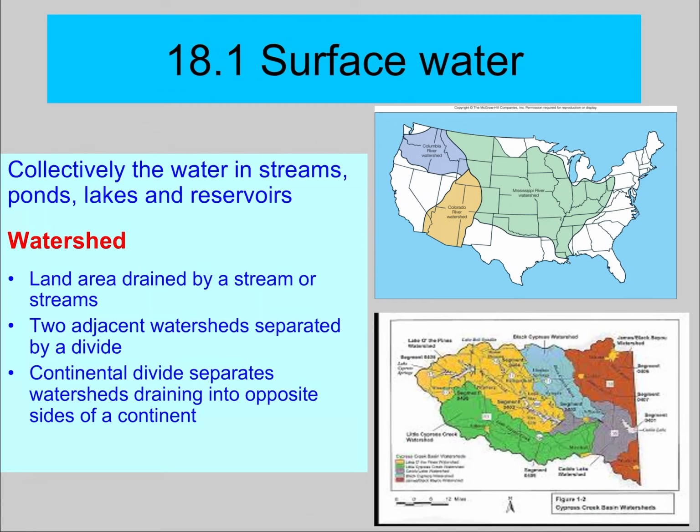So collectively, our surface water is stored in streams, ponds, lakes, and reservoirs. A watershed is a portion of land area that's going to drain into a stream or streams. So two adjacent watersheds are going to be separated by a divide. And then the continental divide separates watersheds draining into opposite sides of the continent. So, for example, you have the Columbia River watershed in the Pacific Northwest. So this obviously is related to the Columbia River.